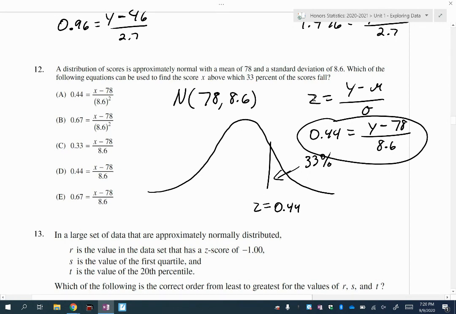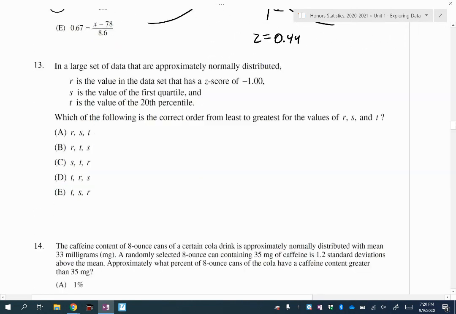Now you might be wondering why in the problem it says x and ours says y. The reason I choose y for you guys is because if you take upper level stats courses, it'll be more beneficial to write it with y. But again, x or y doesn't really matter right now. So the answer is D. Okay, let's keep going. 13.